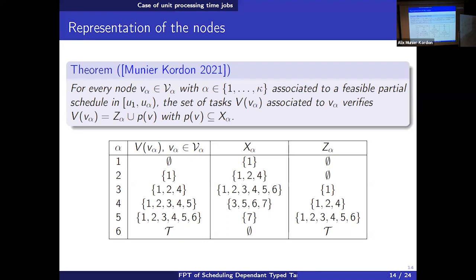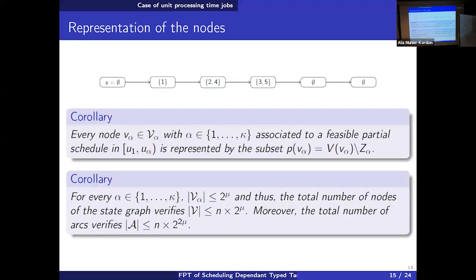So the consequence is that when I build all the tasks, for example, from X2, I will consider only the tasks from X2. I do not need to consider tasks from Z2, since they are included in it. And so each node is only represented by this subset. And clearly, this subset, as we see, is included in X alpha.